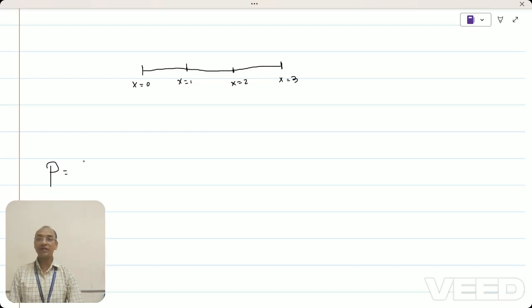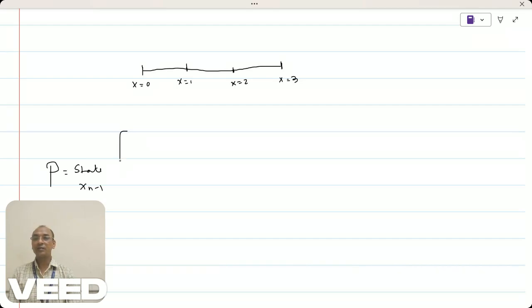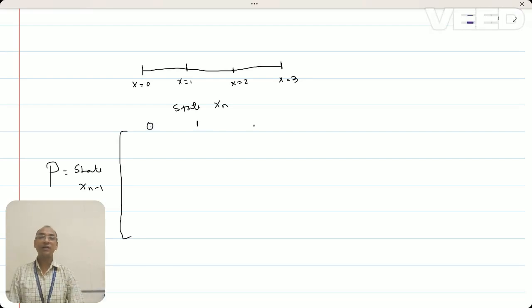So here I will say that this is my present state xn minus 1. So this column I will say is the present state, and I will denote this as state xn, the future state. Depending upon xn minus 1 I will find xn. Now how many states do I have? 0, 1, 2, and 3. So 4 states are there. So I will have here 0, 1, 2, and 3.